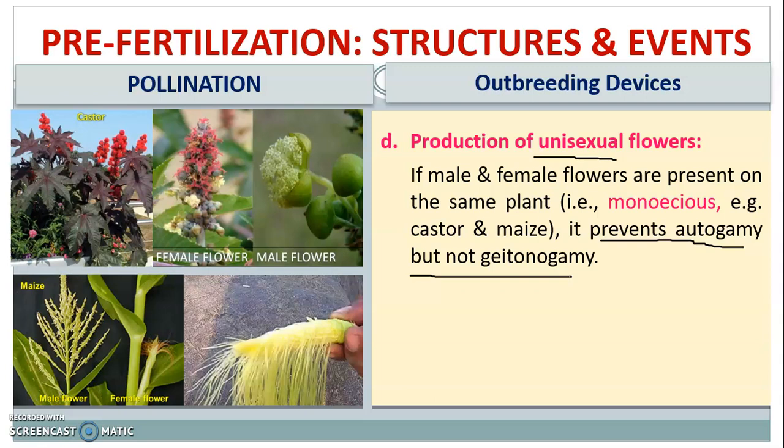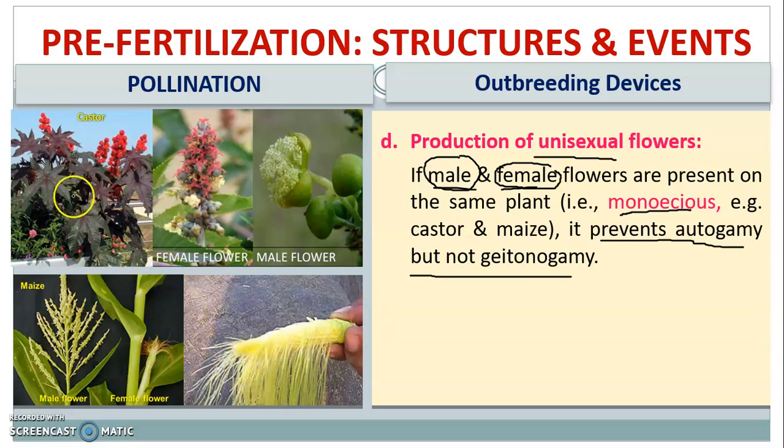So this is one of the conditions where the plant is monoecious. It has both male flowers and female flowers, but the flowers are different: one is male and another is female. So it will not undergo autogamy, self-pollination, but it will go for geitonogamy.